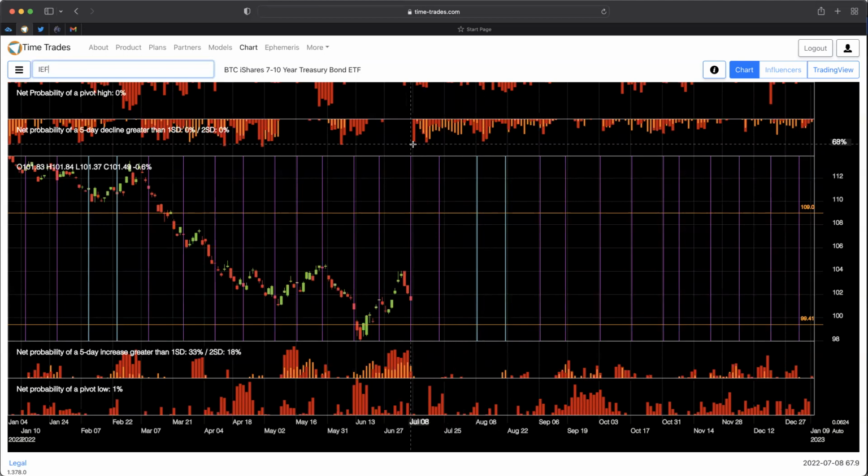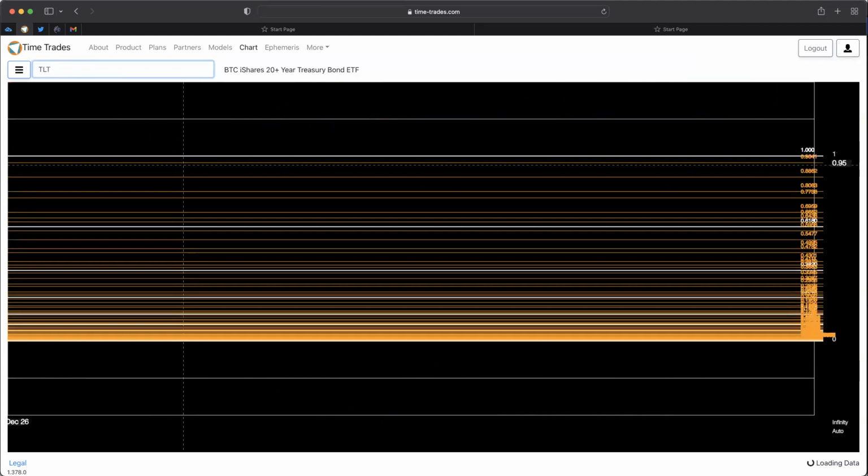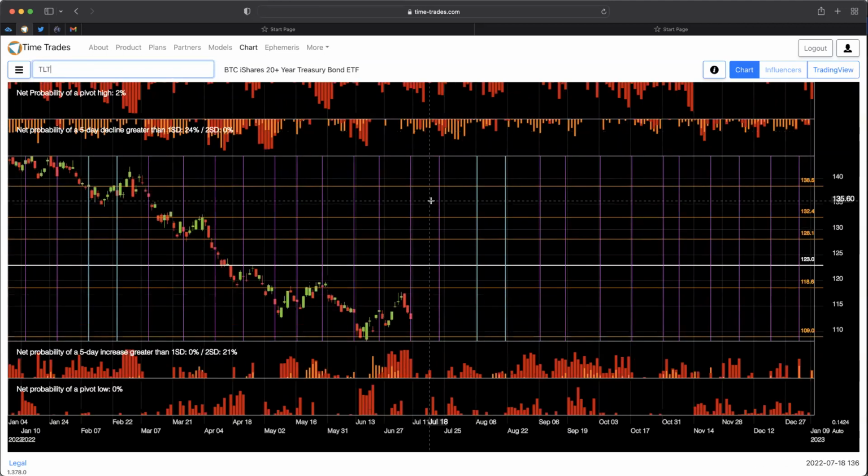So it looks like there's some more down pressure on bond prices based on this forecast. Okay, TLT, similar. We've got lots of down pressure on bond prices, which implies yields continuing to go up. That is not going to be a tailwind for stocks. That's going to be a very strong headwind for stocks if indeed this forecast comes to pass.